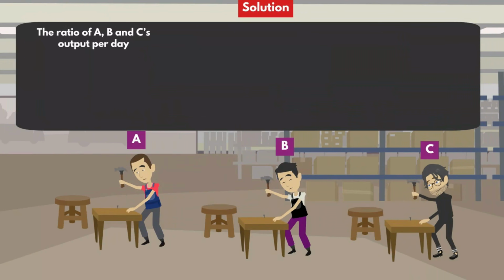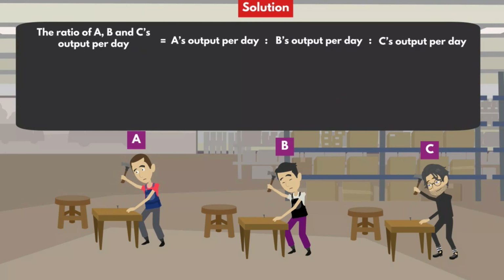So here the ratio of A, B and C's output per day is A's output per day is to B's output per day is to C's output per day. That is 1 by 9 is to 1 by 12 is to 1 by 15. That equals to 20 is to 15 is to 12.